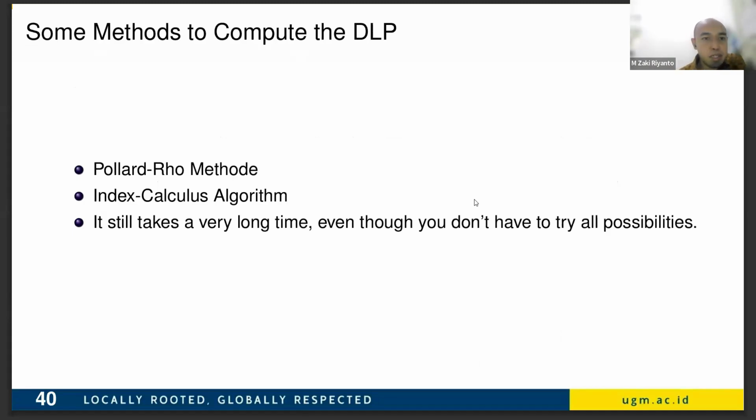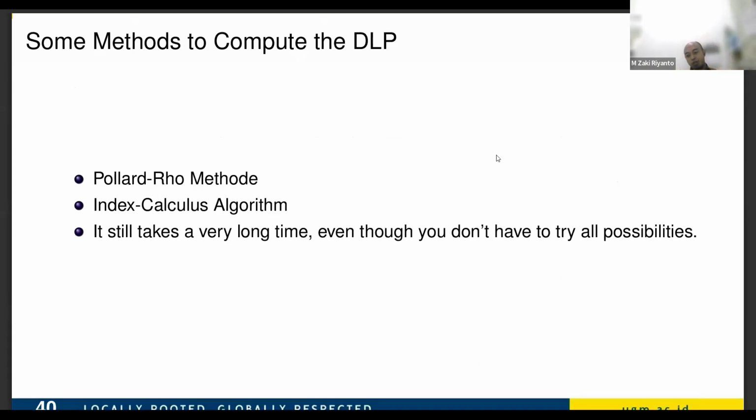There are some methods to compute the DLP, the discrete logarithm problem. The first one is Pollard's rho method, and the second one is the index calculus algorithm. But it still takes a very long time, even though you do not have to try all possibilities. Okay, but this is still very hard.